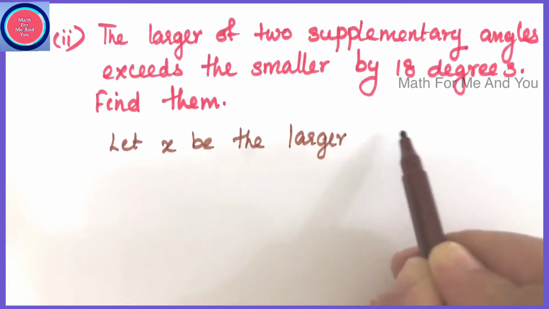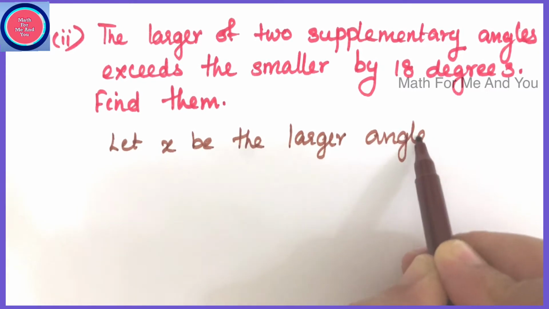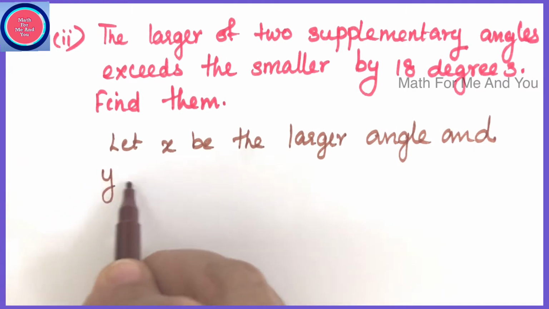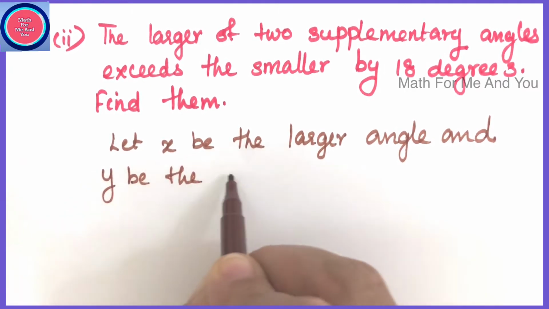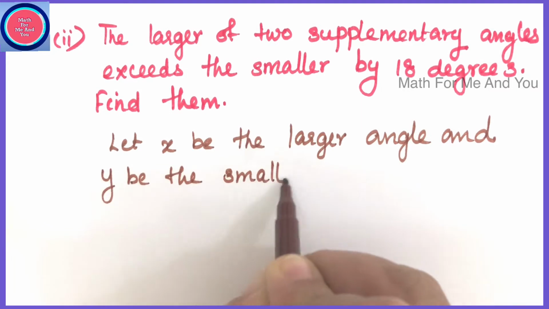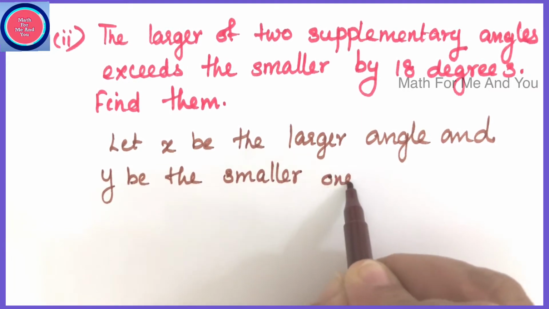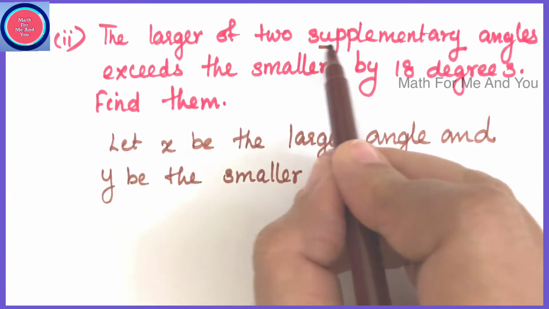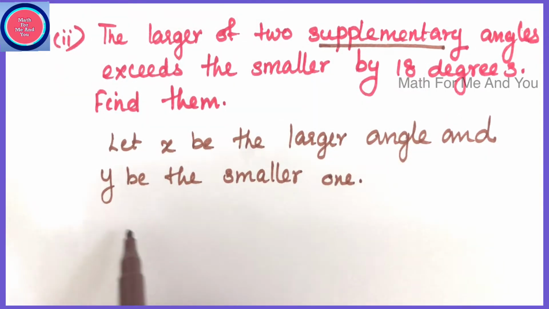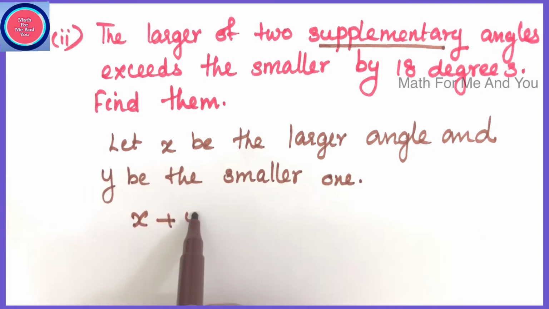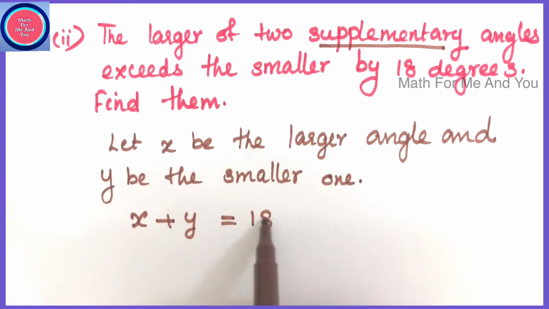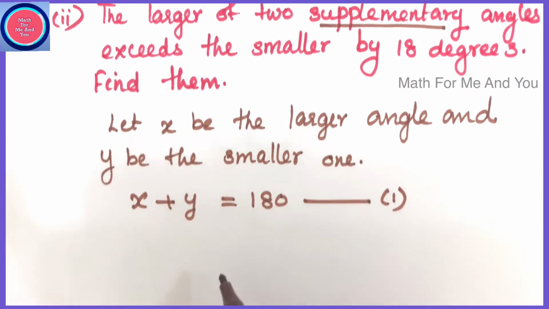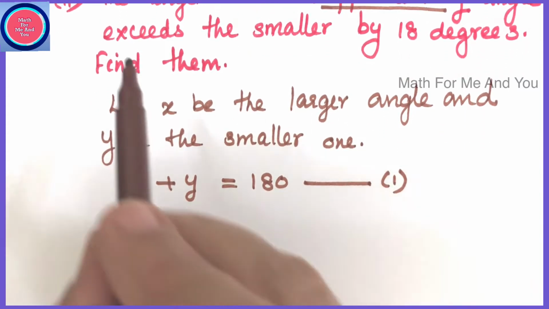So we can write, let x be the larger angle and y be the smaller angle, because here the question is discussing larger and smaller angles. So we consider x the larger and y the smaller angle. The first sentence is discussing supplementary. As I told, supplementary means two angles whose total is equal to 180. So we can write x plus y is equal to 180. Then we get equation number 1, the first equation.